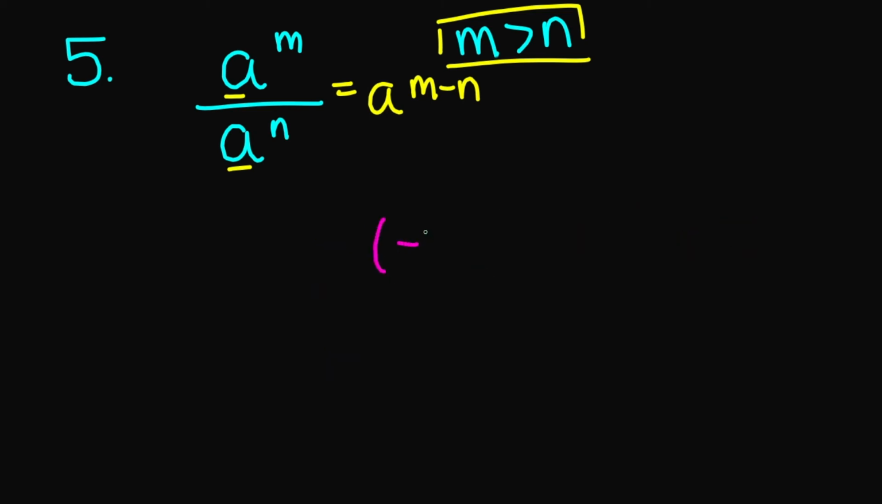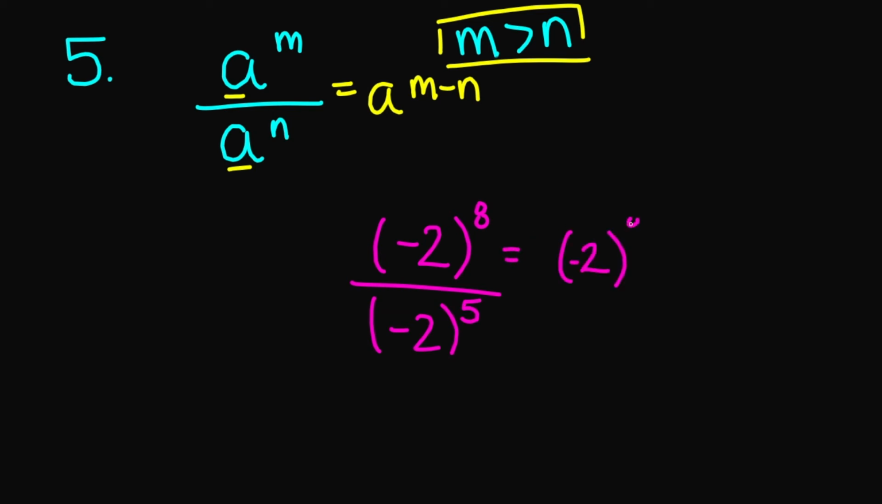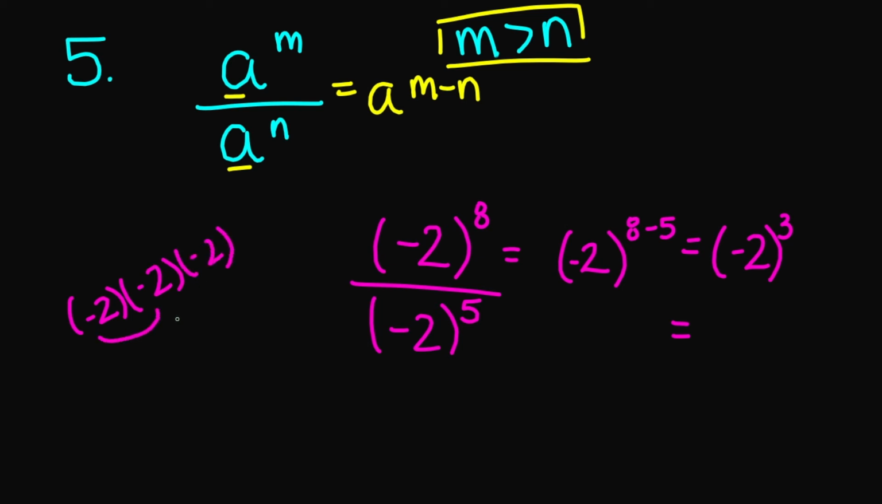What about negative 2 to the 8th power over negative 2 to the 5th power? So same thing, my base is negative 2. 8 minus 5, this is going to give me negative 2 to the 3rd power. 8 minus 5 is 3. So negative 2 times negative 2 times negative 2. Negative 2 times negative 2 is a positive 4. Positive 4 times a negative 2 is going to give you a negative 8. So your answer here is going to be negative 8.